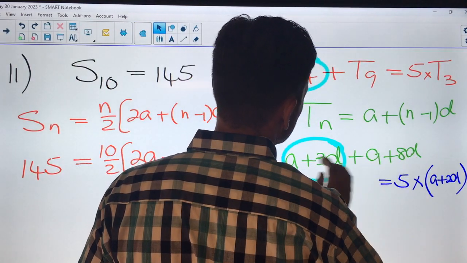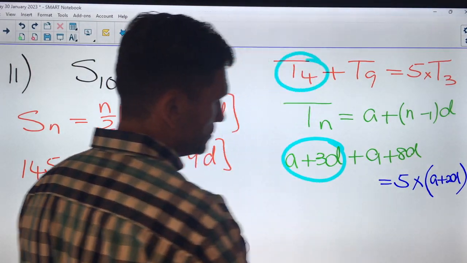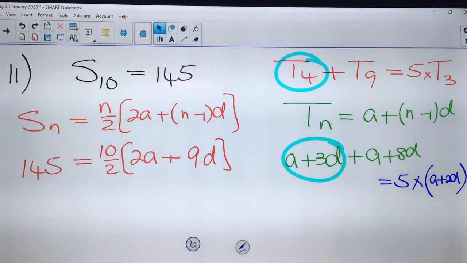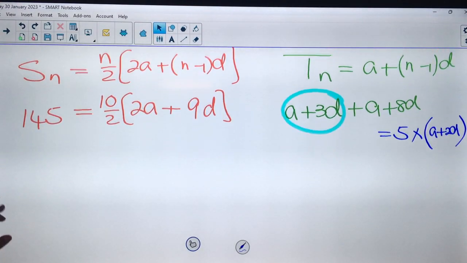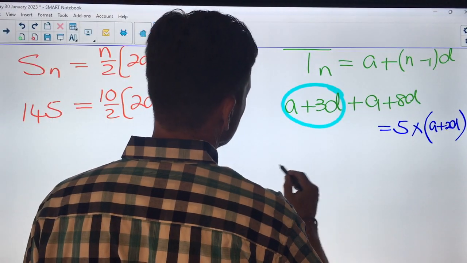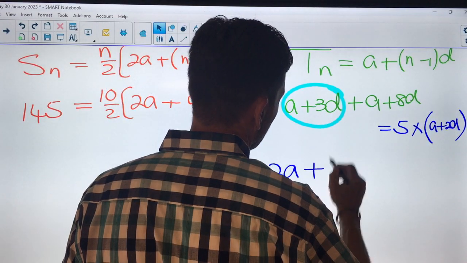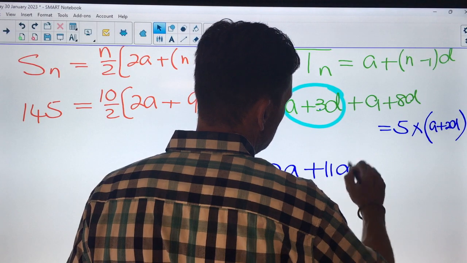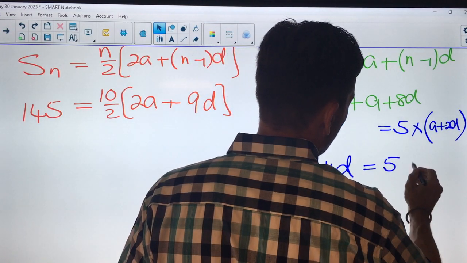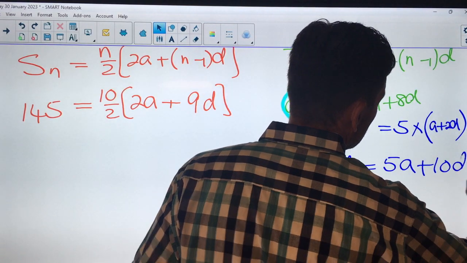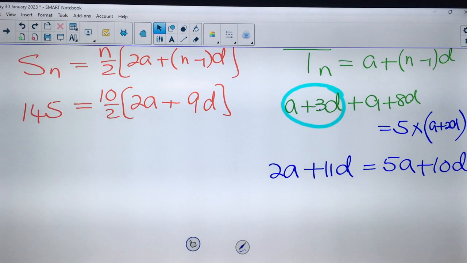I can't seem to connect this. Now if I simplify this one, I will get A plus A, which is 2A, 3A plus 8, 3D plus 8D is 11D, and this is going to be 5A plus 10D. So I'm just simplifying the two.